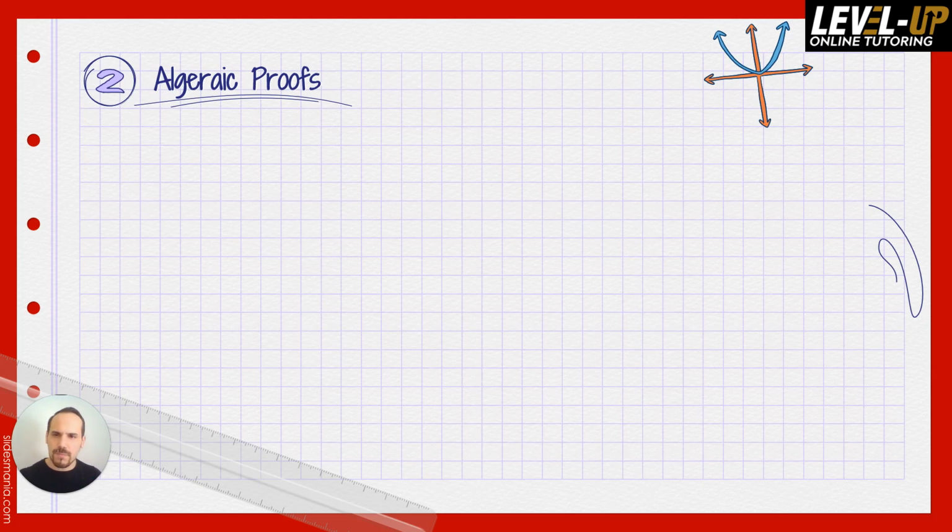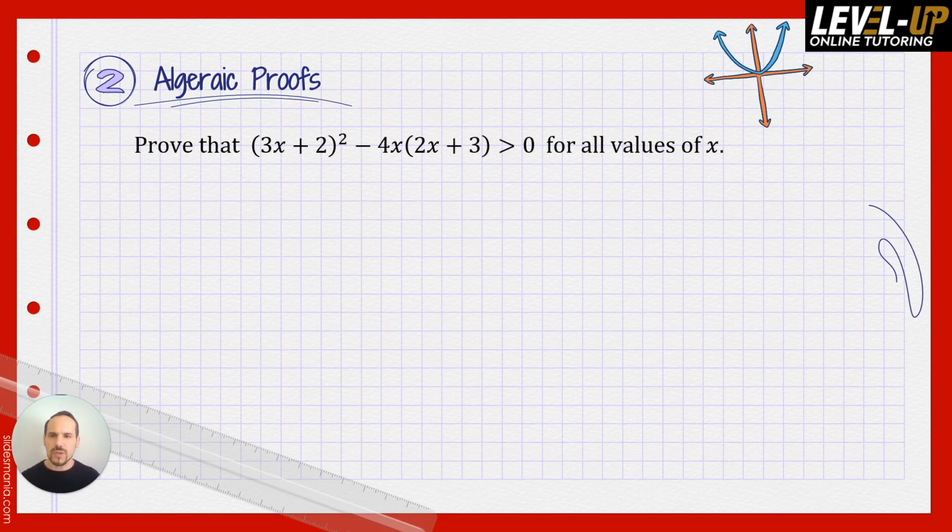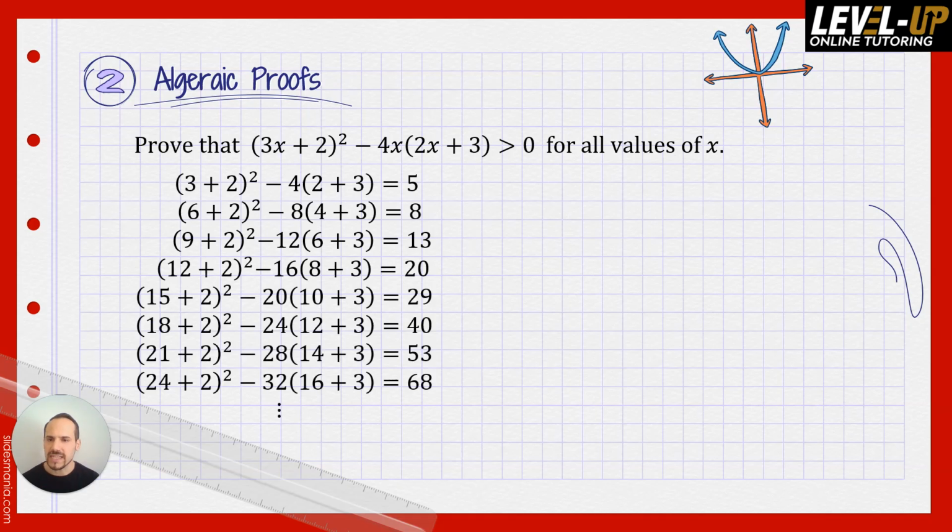So this is something now, a kind of more advanced problem you might encounter would be to prove something like this. Prove that this expression of x is always going to be greater than 0 for all values of x. And again, we could go through a bunch of different values of x. I've taken integer values here. But notice here, we're not looking at integer values of x.